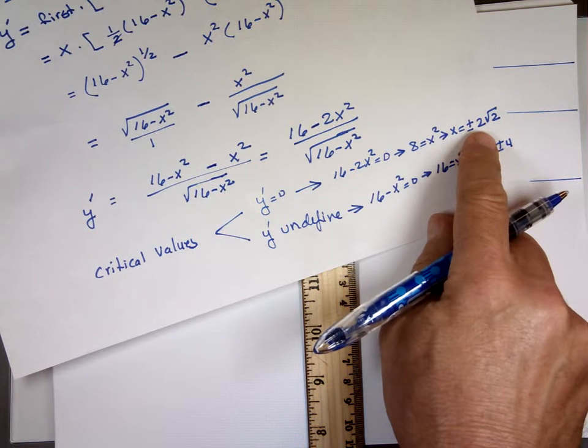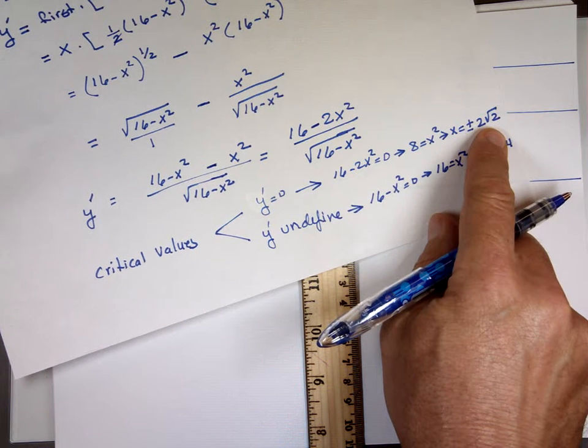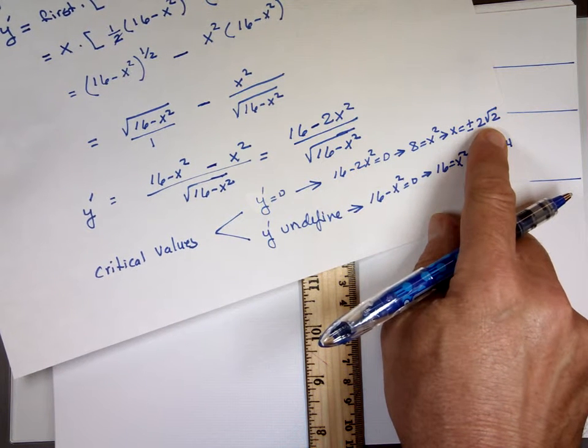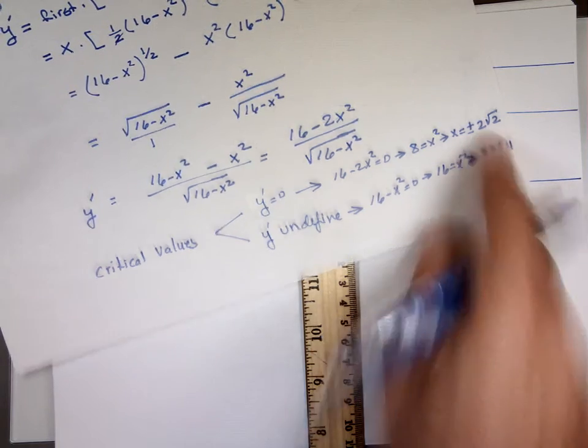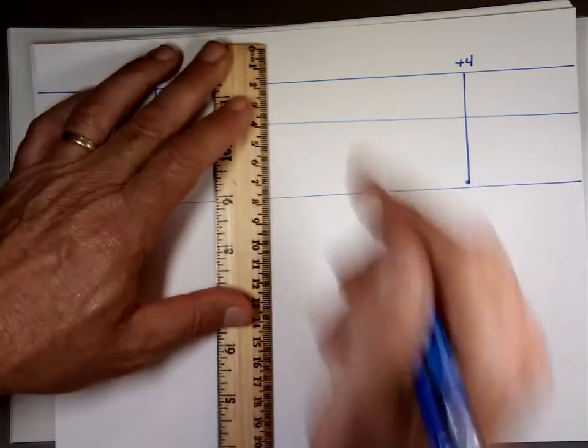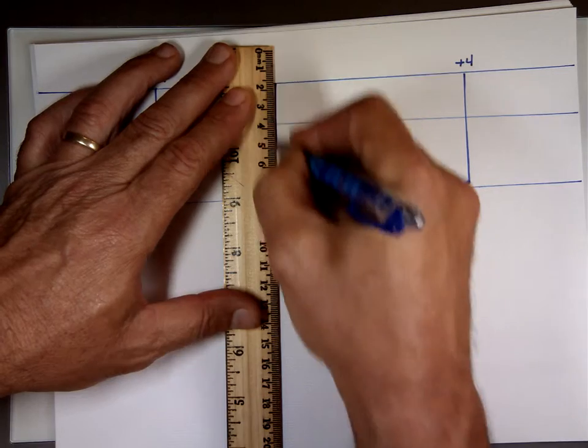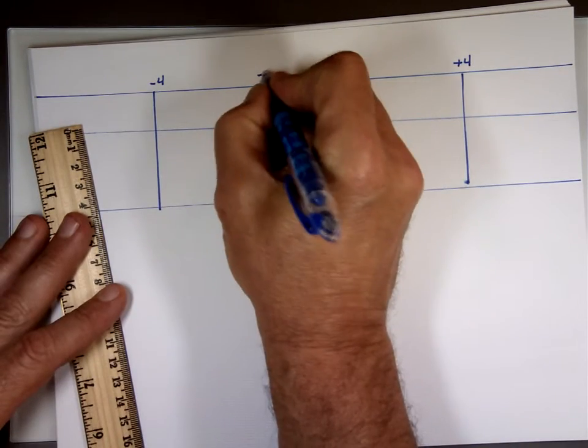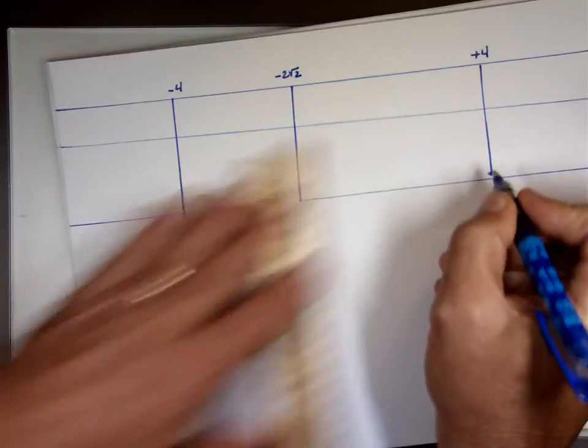Where the derivative is 0, it's 2 square root of 2, which is what? Square root of 8. That's a little bit less than 3, right? Because if it was 9, it would be 3. So somewhere here. And the other one is right here.